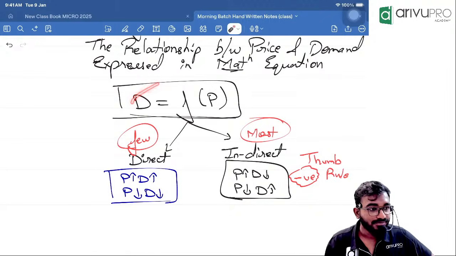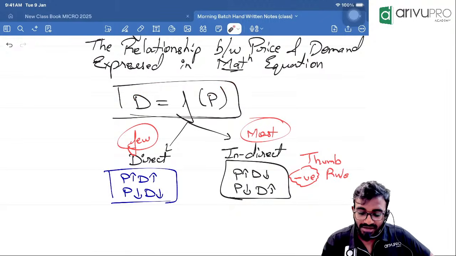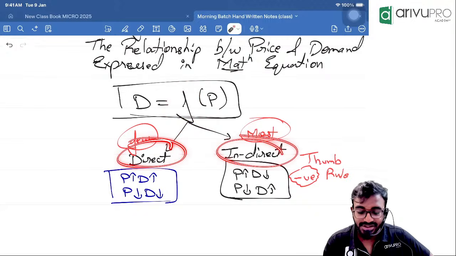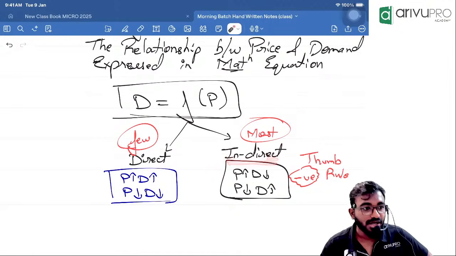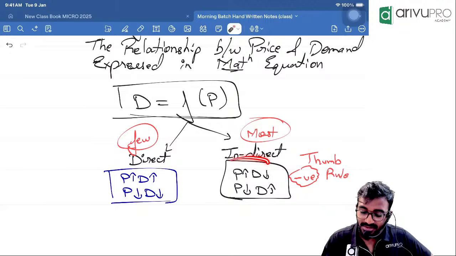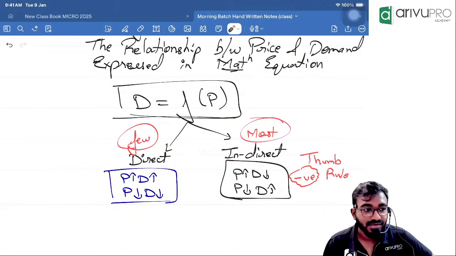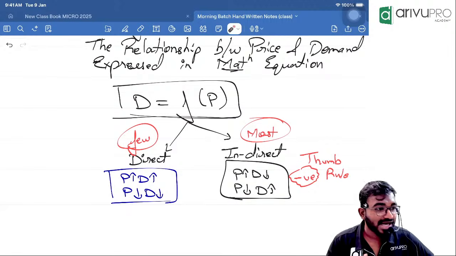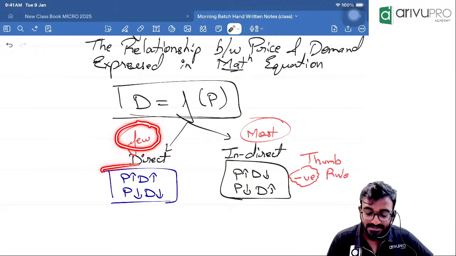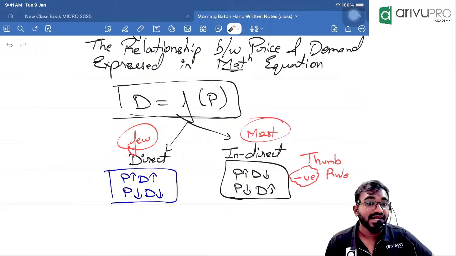D stands for demand, P stands for price. F is a functional relationship. There are two types of functional relationship, direct relationship and indirect relationship, and in most circumstances indirect relationship is applicable. That means when price increases, demand decreases. When price decreases, demand increases. Demand is dependent on price. Clear? Price is an independent factor. Demand is a dependent factor. Clear? But only and only in a few circumstances, there is a direct relationship.